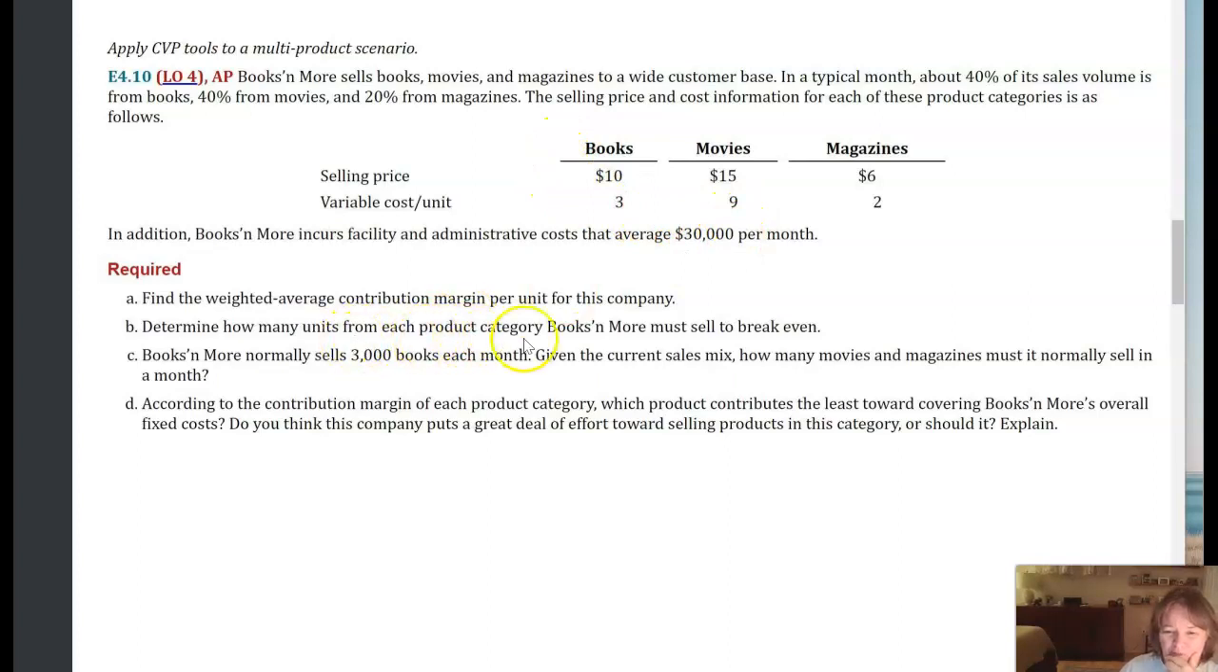Determine how many units from each product category to sell to break even. They normally sell 3,000 books each month. Given the current sales mix, how many movies and magazines would you normally sell? If you're selling 3,000 books, how much to sell of everything else? According to the contribution margin, which product contributes the least toward covering Books and More's overall fixed costs? So let's take a look at this.